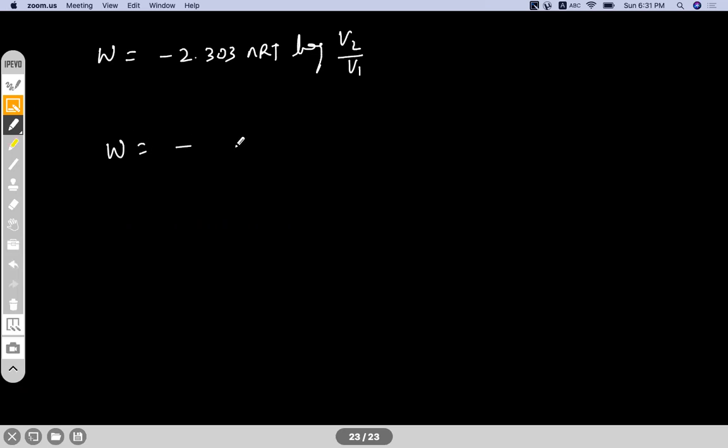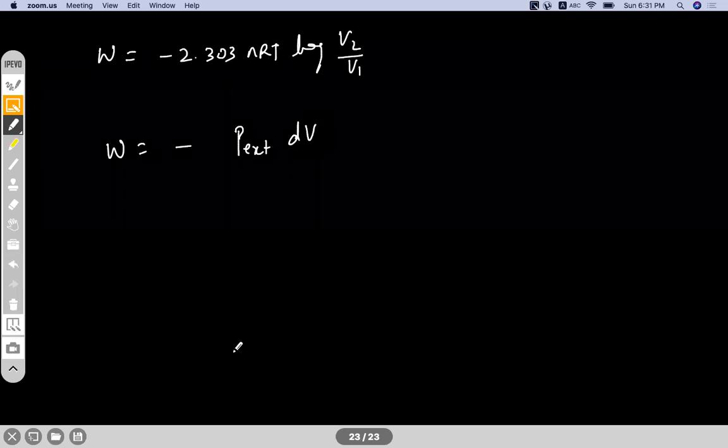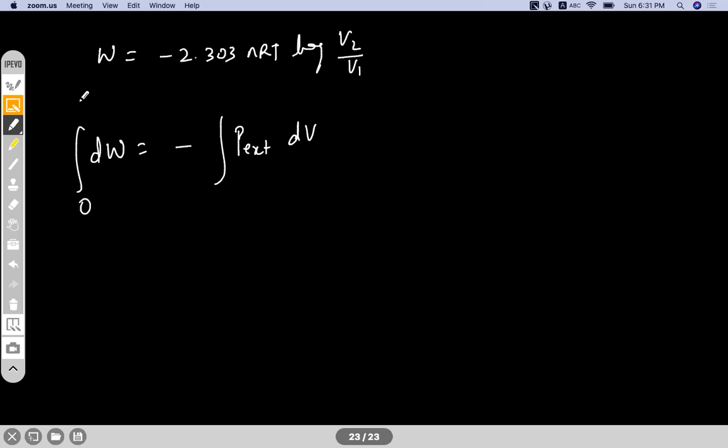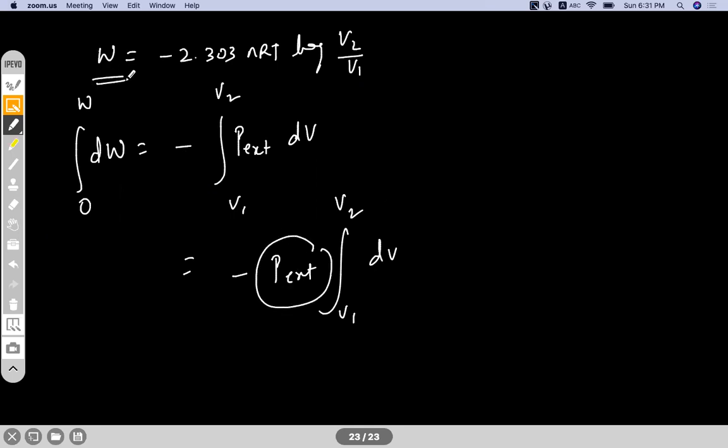W is equal to minus P external dV, isn't it? And then what we do? This we integrated, dW, we integrated 0 to W, and V1 to V2. Now the question is, why don't you take this P external out of the integral sign? Could you answer this to me? Why don't you take this P external out and just integrate dV? Why? Because P external is not constant for a reversible process. Remember that?